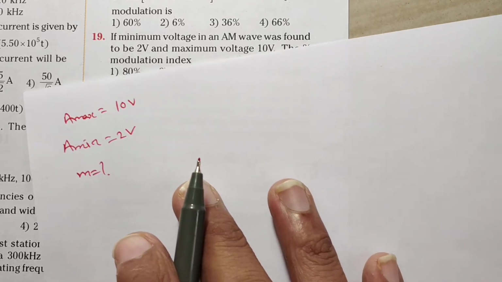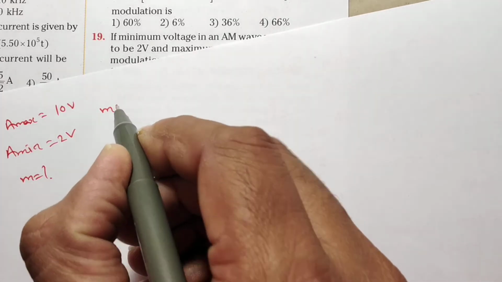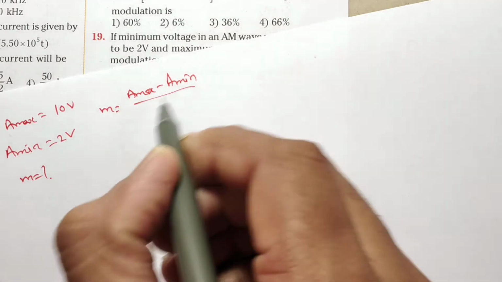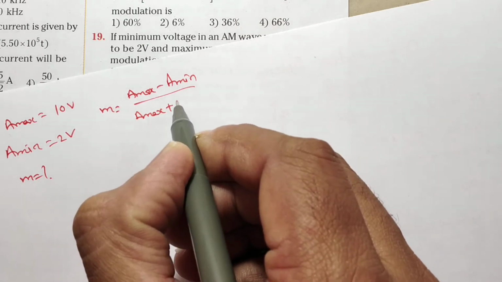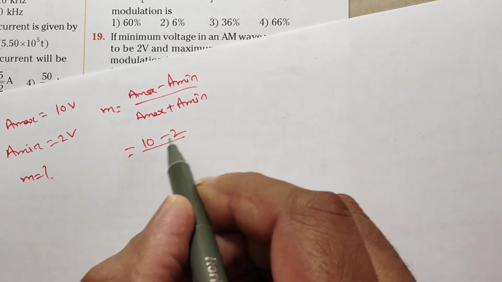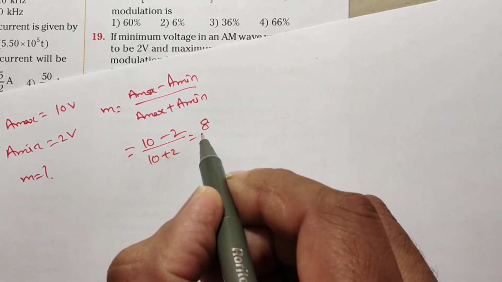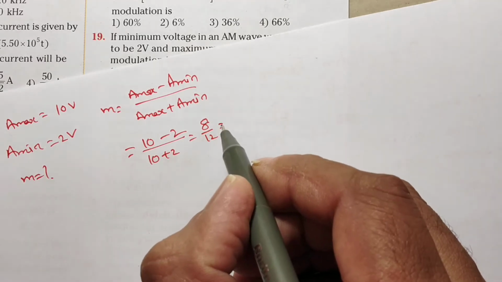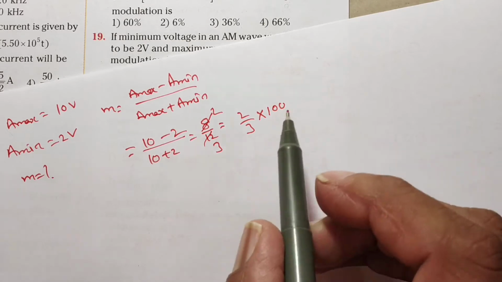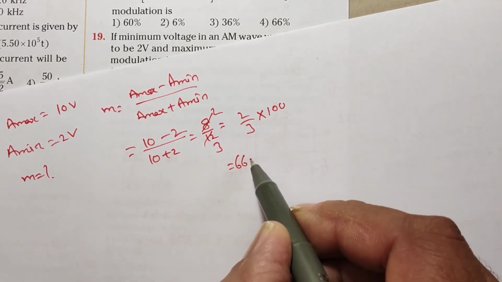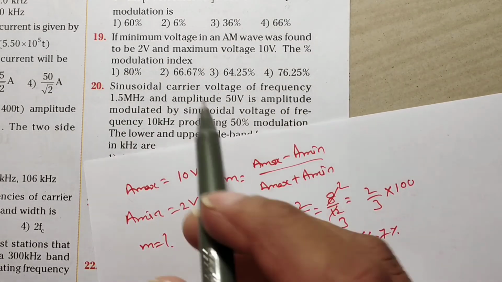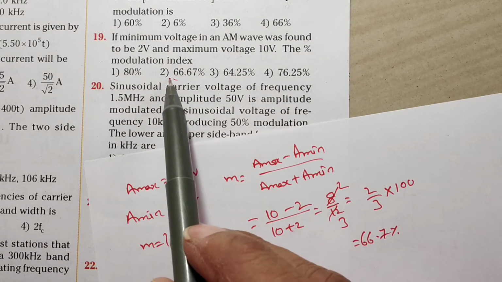Now we have already solved this. M means A maximum minus A minimum divided by A maximum plus A minimum. A maximum is 10 and A minimum is 2, divided by 10 plus 2, 8 by 12. That means 2 by 3. Percentage means into 100, that means 200 by 3, which is 66.7 percent. So which option is correct? 19th, the second option is correct.